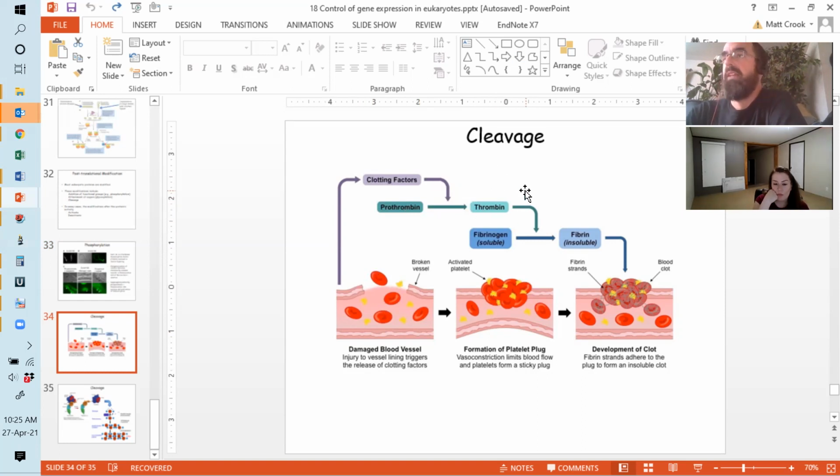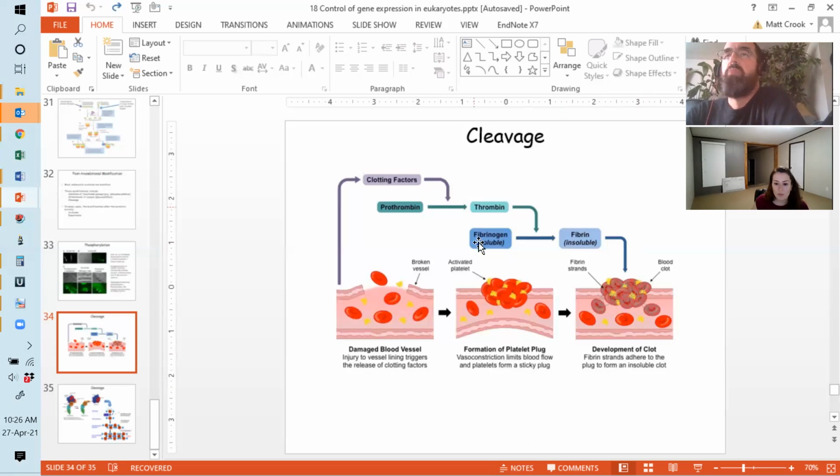And this is an enzyme which then cleaves a second protein, fibrinogen, and turns it into fibrin. And essentially what happens is fibrin sticks to itself. Is fibrinogen? It doesn't. So it just floats around as a single monomer. When it gets cleaved, it sticks to itself and it forms a mesh, right?